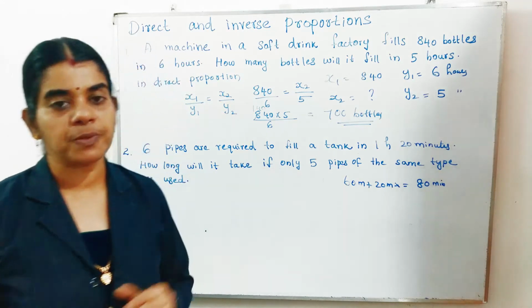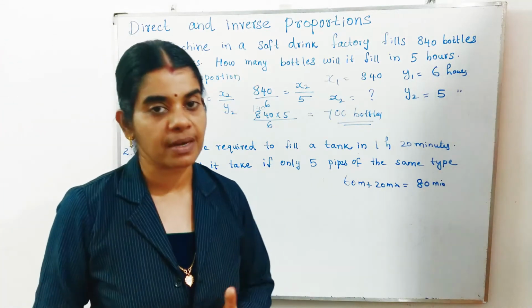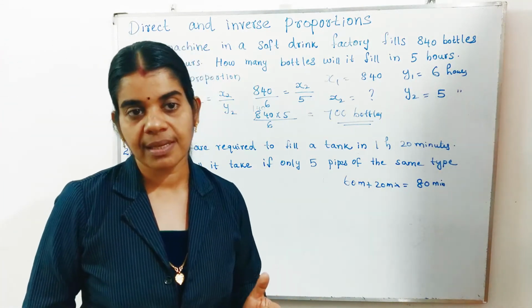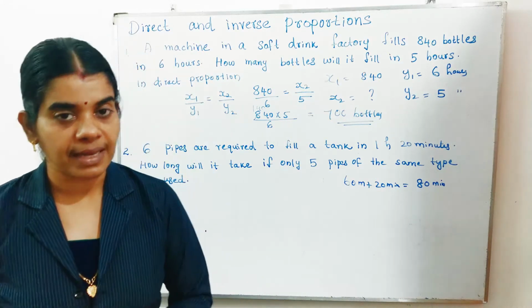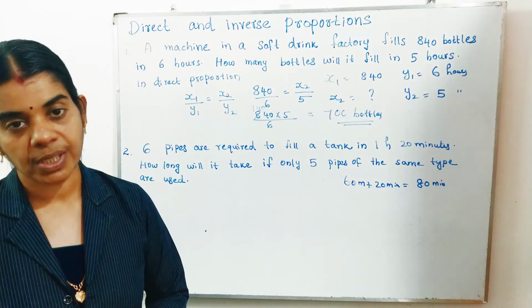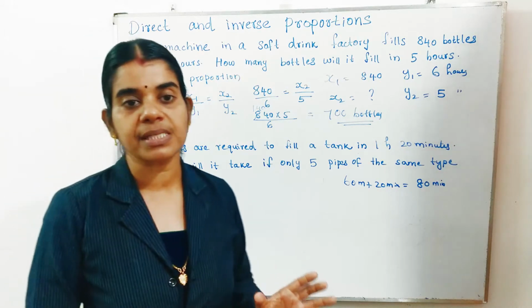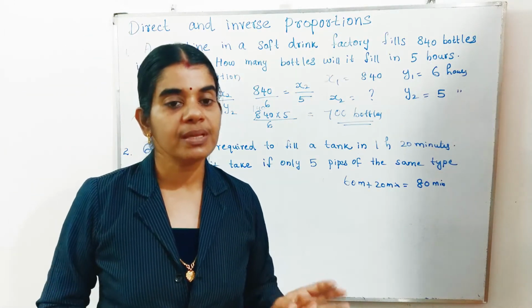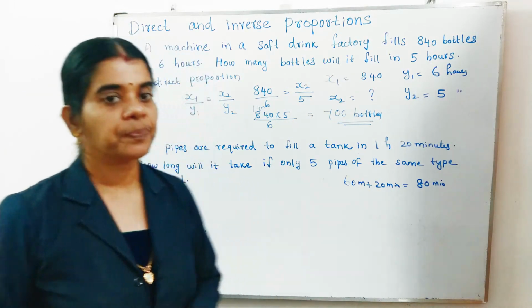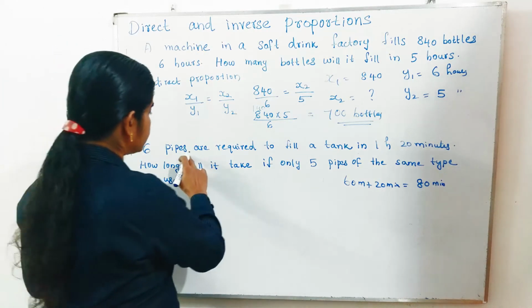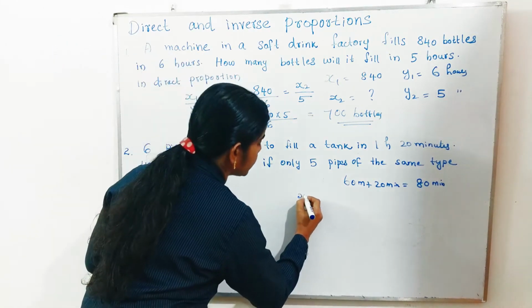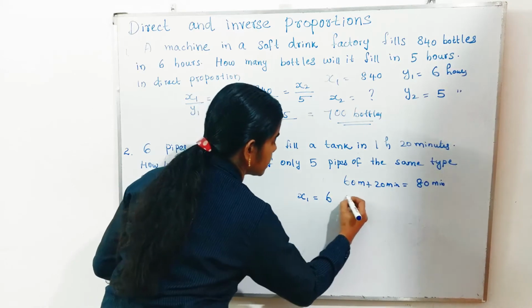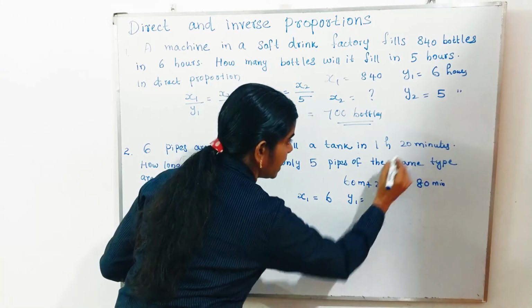Which proportion is this? If the number of pipes increases, the time will be less. If the number of pipes decreases, the time will be more. So this is one quantity increasing, the other decreasing. So this is inverse proportion. Then we get 6 pipes are required, so x1 I am taking as 6. Then y1 is equal to 80 minutes.